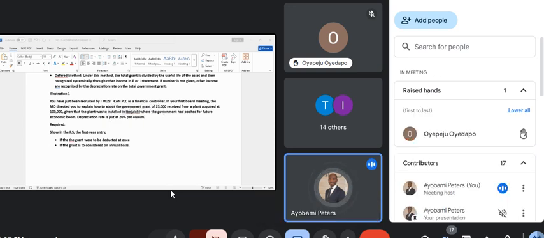You have just been recruited by I Must Pass ICANN PLC as a financial controller. In your first board meeting, the MD directed you to explain how to go about the government grant of 15,000 received from a plant acquired at 100,000 naira, given that the plant was installed in Ibeju-Lekki, where the government had posited for future economic boom. The depreciation rate is put at 20% per annum.